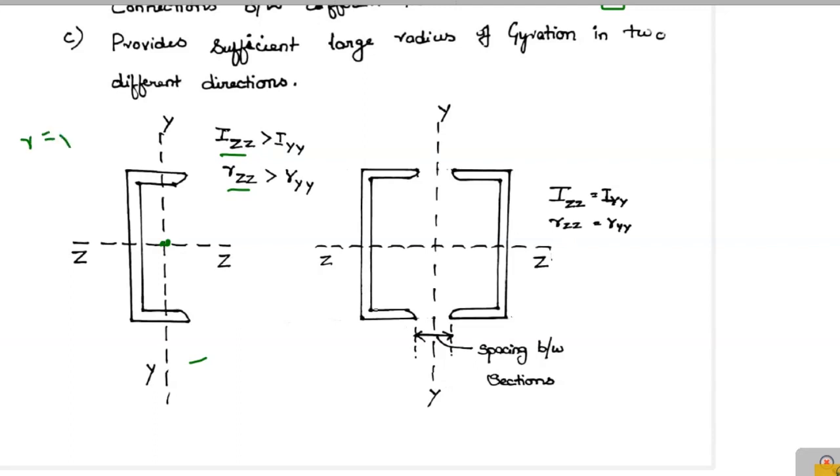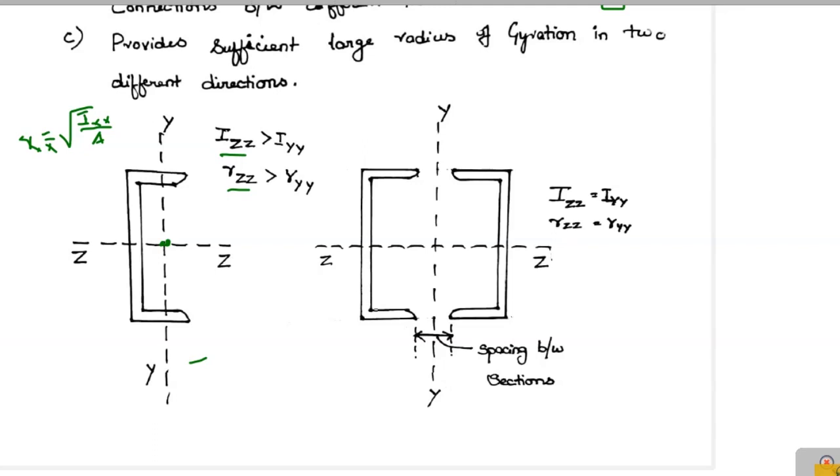that radius of gyration is root over I by A. So I is proportional to radius of gyration. If radius of gyration is high, I is higher. If I is higher, that implies that radius of gyration is higher about that particular axis. Okay. So now this causes a problem.